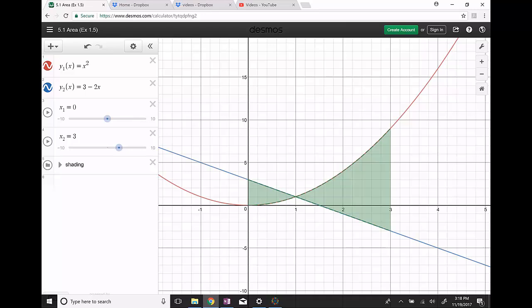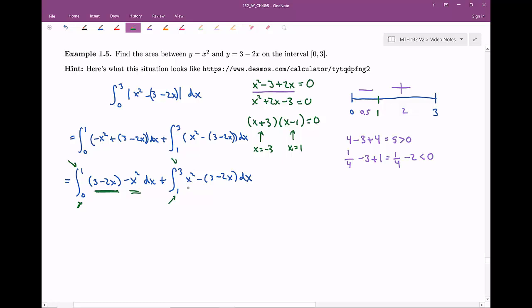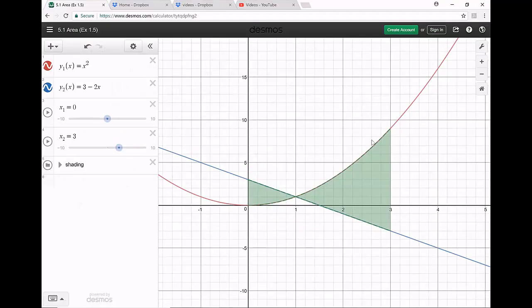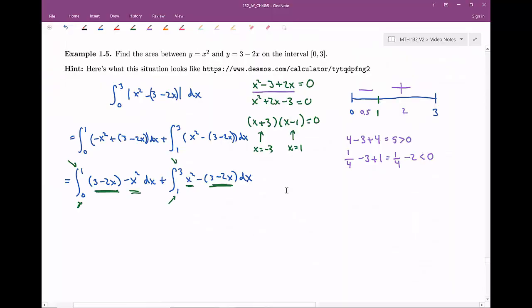It's on top. And then on my second interval, from 1 to 3, we see that the parabola is bigger than the line. It's on top. So the parabola, this red line here, is bigger than the blue line here. So that's how the absolute values are actually working out, and this is how, if we didn't have a picture, we could still solve this.